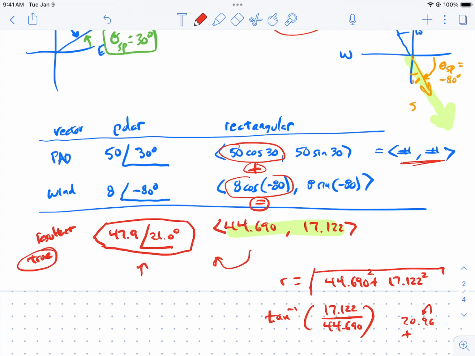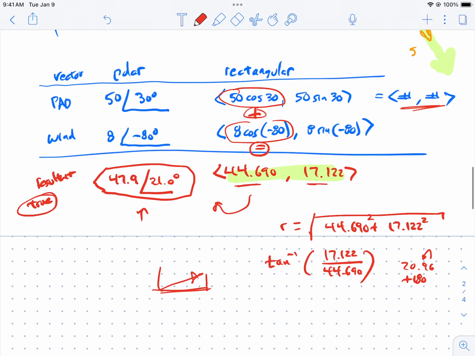Now, do I have to add 180? No, I don't have to add 180. Why not? Because where's 20 degrees? It's like this way, right? And notice I've got a positive x component and a positive y component. So yeah, I must be in the first quadrant. So yeah, I don't have to add 180. So yeah, I'm done with the lecture.